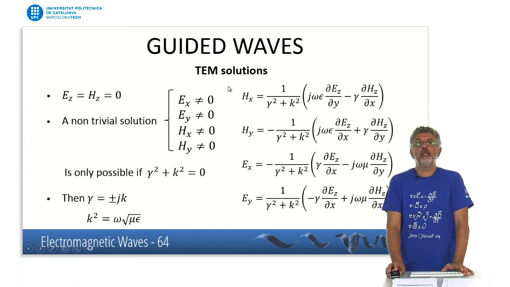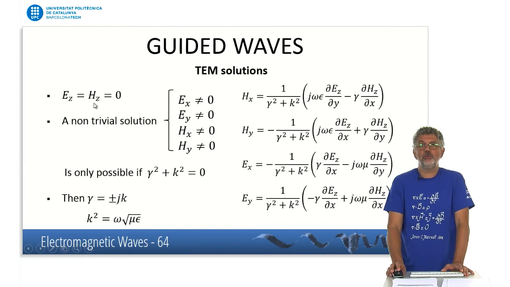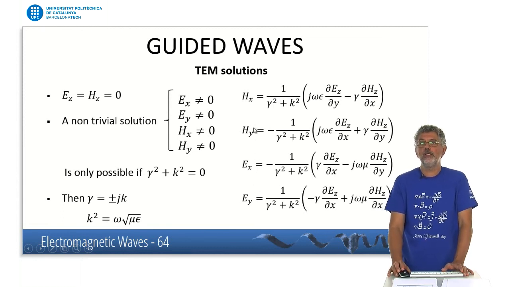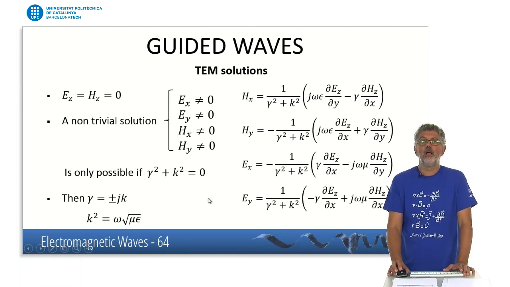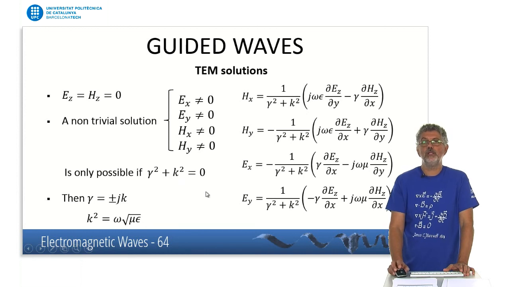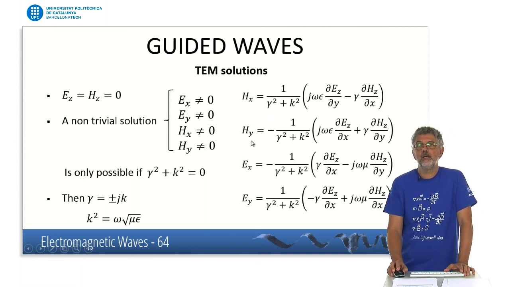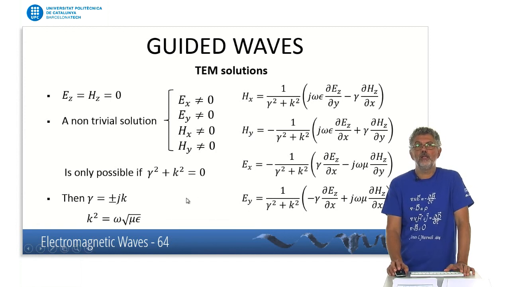Now, if we are looking for a TEM solution, we are assuming that Ez and Hz have to be 0, and if we remember our relationship, if those two components are 0 and I want a solution different than the trivial solution, that is all the components being 0, this is only possible if gamma squared plus k squared are also 0, because in that case there can be a solution for the fields Ex, Ey, Hx, Hy different than 0.